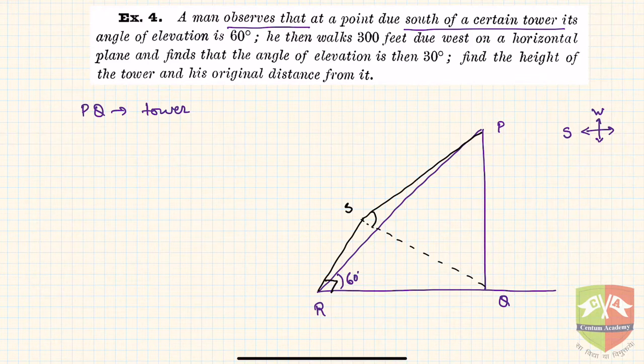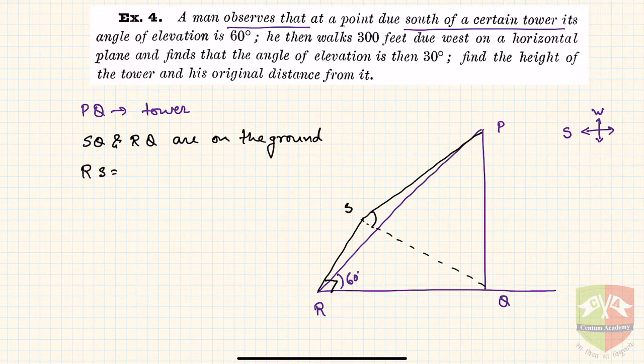Now SQ and RQ, please remember, are on the same plane, on the ground. And if he moves from R to S, let us say RS is equal to 300 feet, and it's given that the angle of elevation now is 30 degrees. So let us say this angle was beta and this is angle 30 degrees, and this is alpha, which is 60 degrees. You have to find out the height of the tower, that is, PQ. So let us say the height is capital H, which is unknown, so we have to find H.